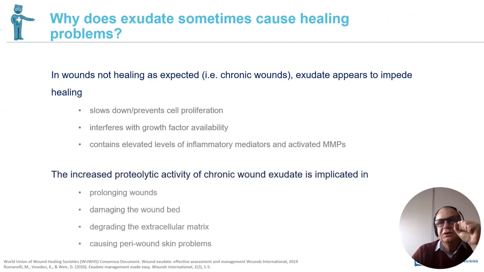What we also understand is that those high levels of exudate will give us problems. There's a lot of proteases. We talked about MMPs last time. It interferes with all the cell proliferation, and if we do not manage these problems, your wound will not heal. The health-related quality of life of patients will get worse as well.